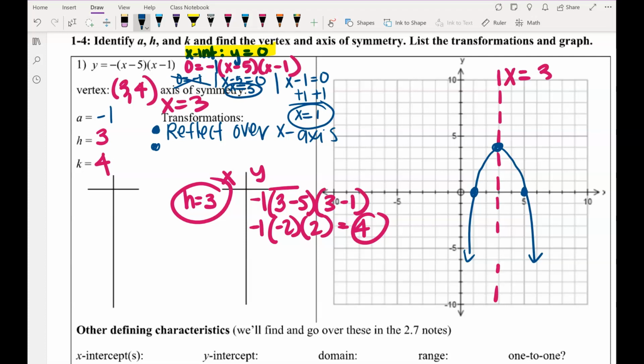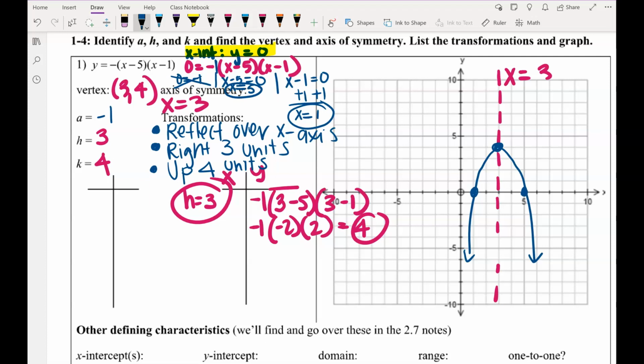All right, so reflect over the x-axis. H is 3. What is that transformation? Right 3 units. And then K being 4, what kind of transformation is that? Not stretch for K. Remember, K moves the image up and down. So that would be up by 4 units. Beautiful. A, H, and K are the 3 things you would need to state the transformation.